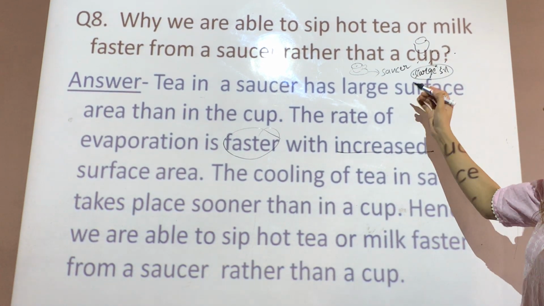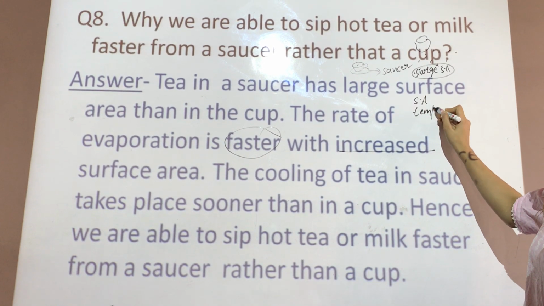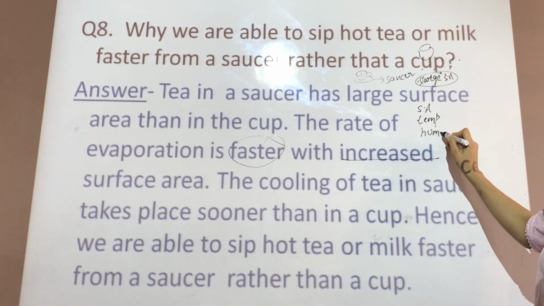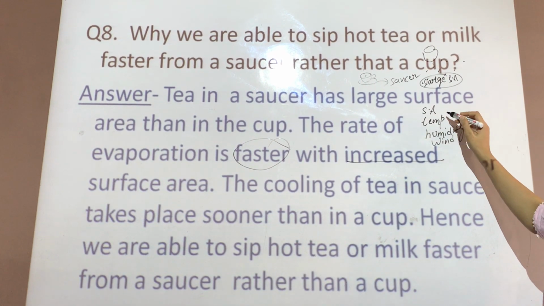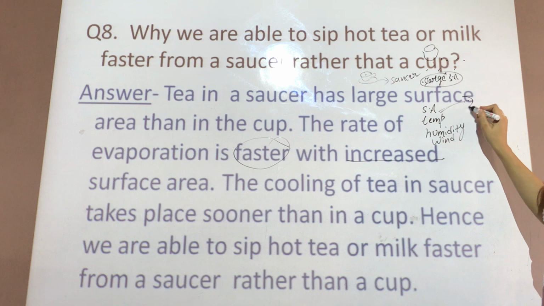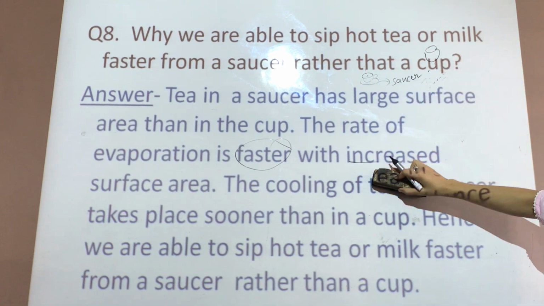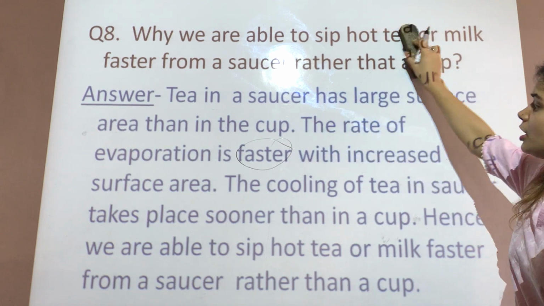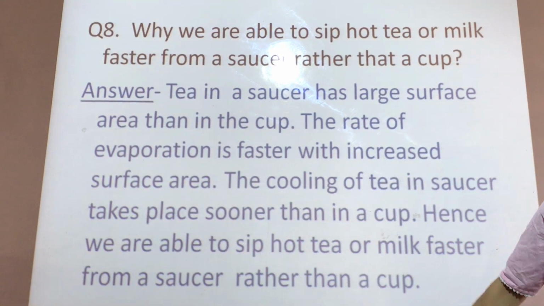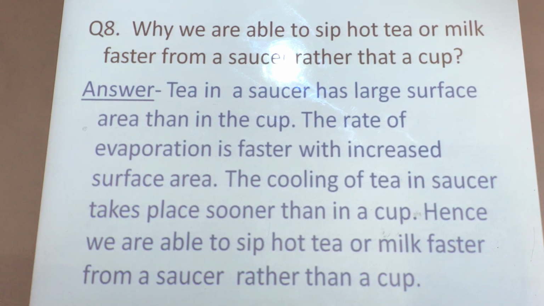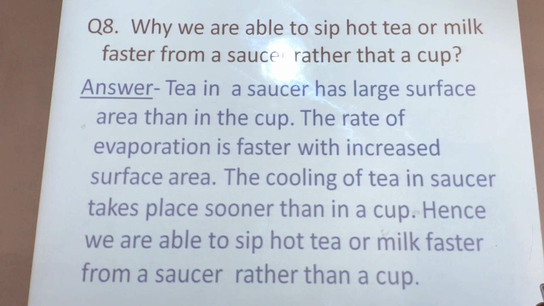We know that evaporation depends on surface area, temperature, humidity, and also wind speed. So the larger the surface area, the faster the evaporation process. I hope you have understood that. Children, we are also revising a few topics that we have already covered. Next question. You can take a snapshot so that you can keep it for further revision.